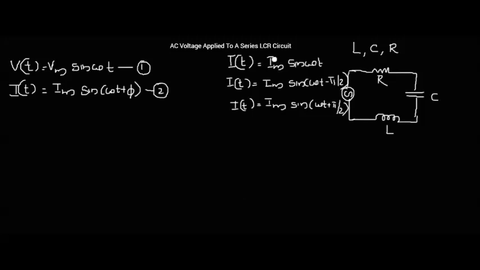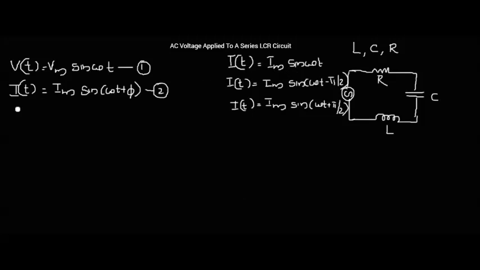And also the individual circuits differ in the magnitude of the maximum value of current flowing through the circuit. That is, in a resistive circuit the value of Im is Vm by R. In an inductive circuit it is Vm by XL. In a capacitive circuit it is Vm by XC. So only these two factors are changing in the equation of a current in three individual circuits. And the pattern is the same.